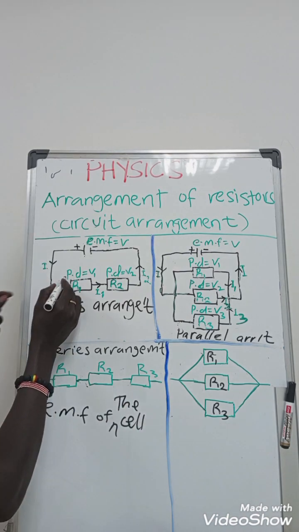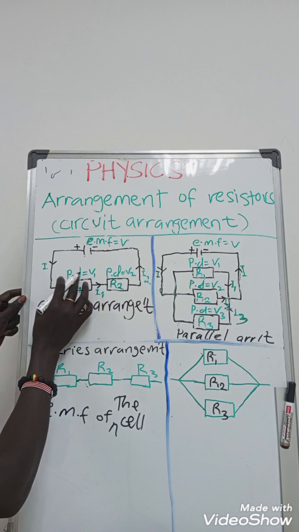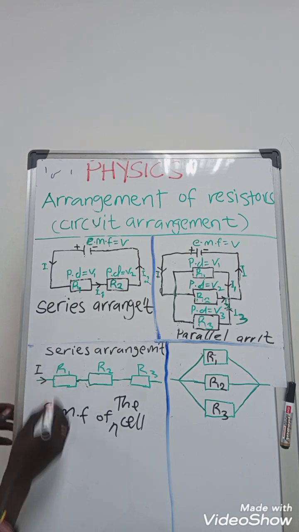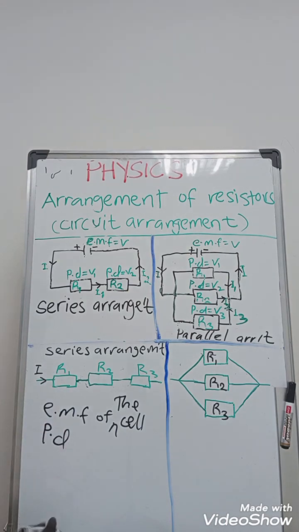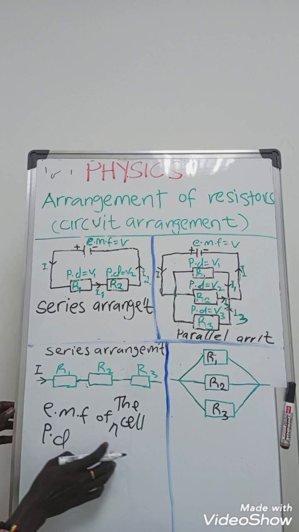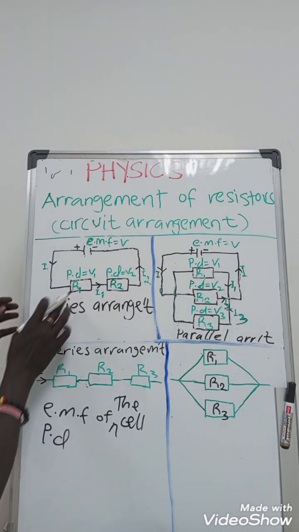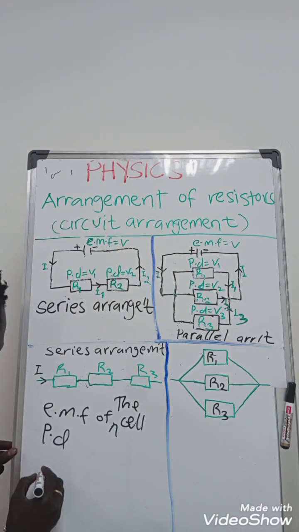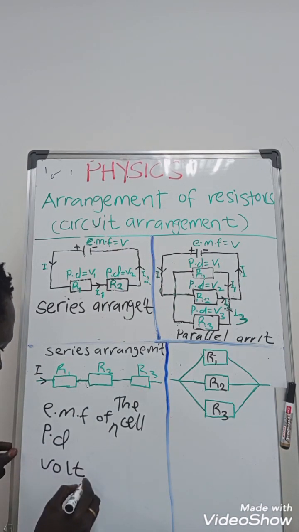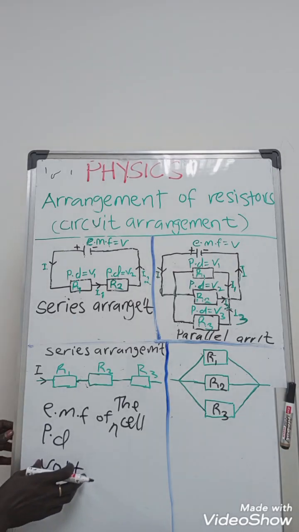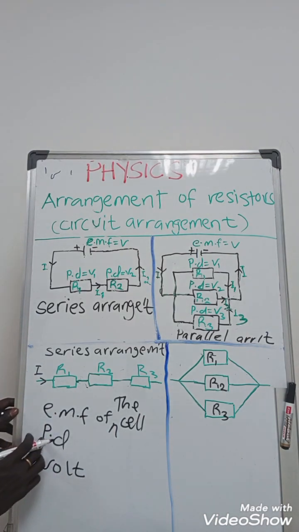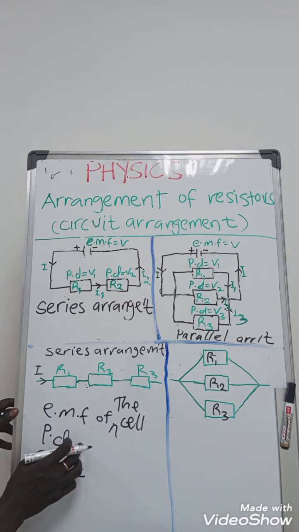This is PD, potential difference. PD given by V1 and PD given by V2. Another one is V. V is volt. Volt is the SI unit of electromotive force of the cell. Also, the SI unit of potential difference.